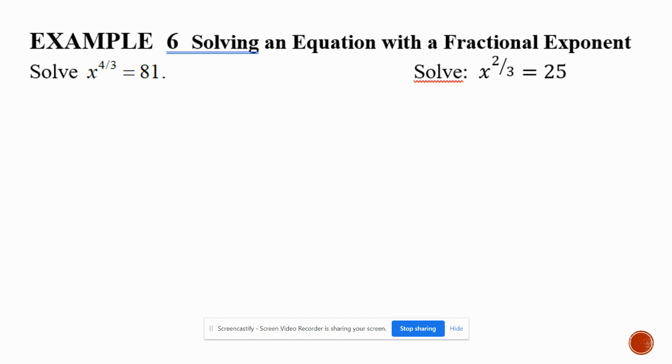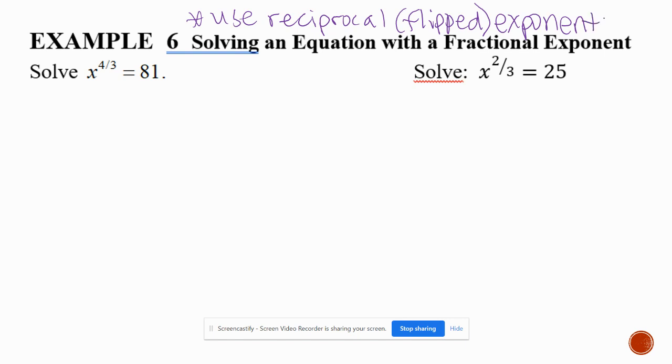So what happens if our exponent is not a variable? What if it's a number? We are going to use reciprocal or flipped exponents. Remember, our goal is to get our variable alone, which means it would be x to the first power. The reciprocal of 4/3 is 3/4. So if I raise both sides to the 3/4 power, remember the exponent rule is to multiply.